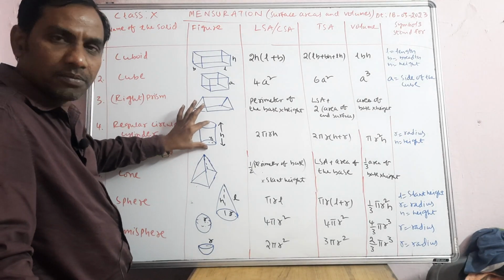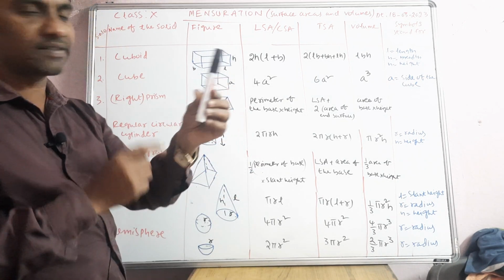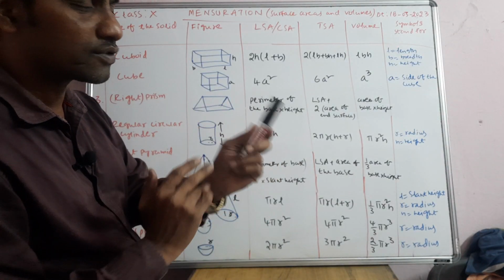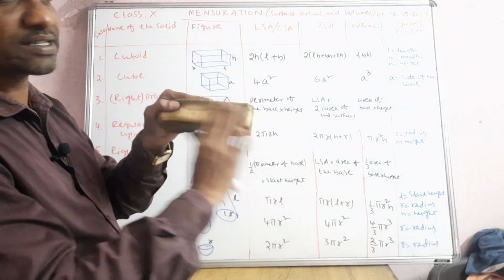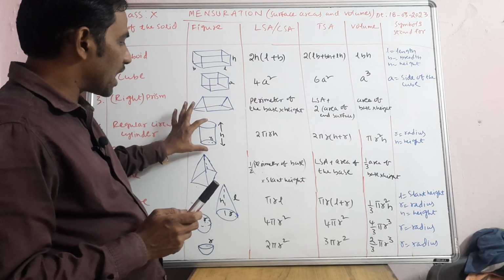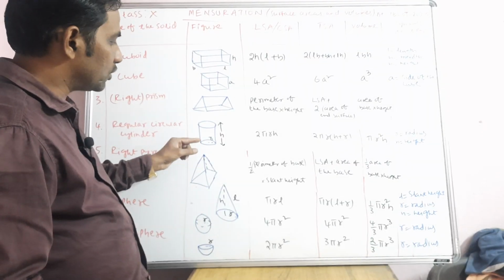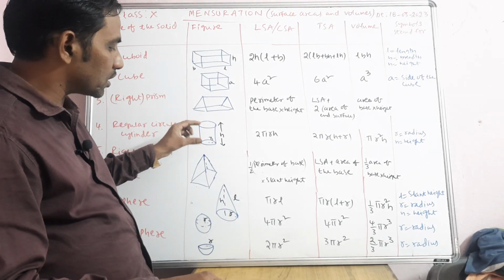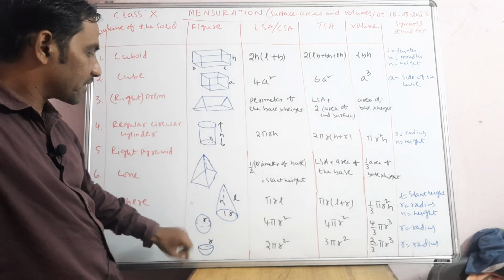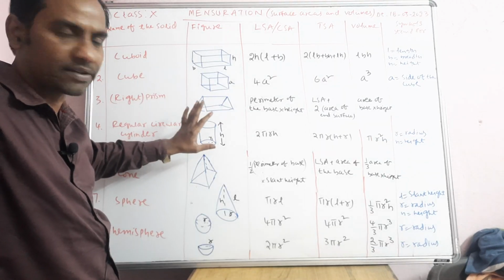The word CSA will be used where there is a curved surface. For example, we cannot call the cylinder's side a lateral surface, since a lateral surface should be flat. A cuboid has flat surfaces, but a cylinder has a curved surface. Likewise, the sphere and hemisphere I will call curved surfaces, and in such questions they will generally mention curved surface area.